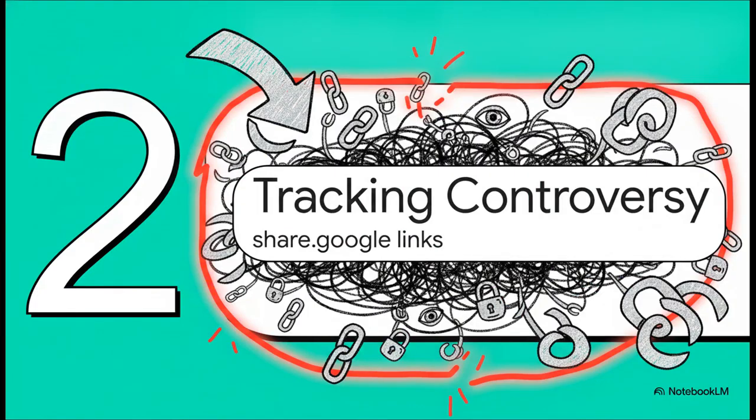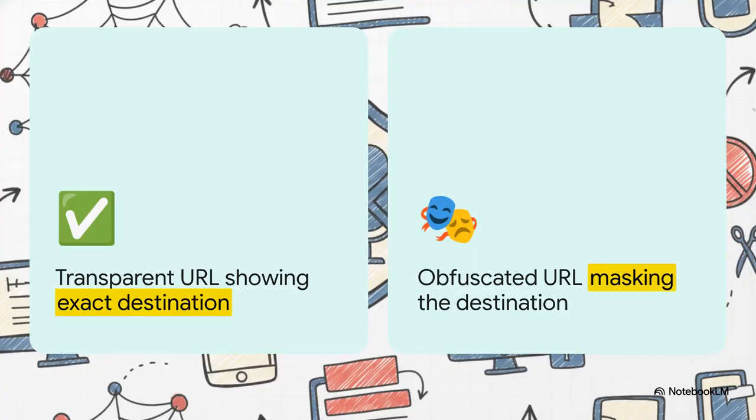Section 2. The Share.Google Tracking Controversy. But what happens when platforms step in and intercept that link? Well, you get a totally different picture, and this brilliantly illustrates the contrast. On one hand, you have a normal, transparent URL. You can read exactly where it's going, and you know for a fact it's pointing to a specific article.